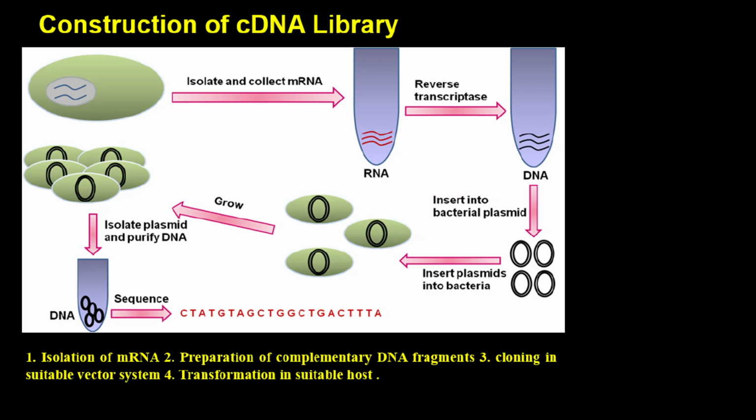Next is the construction of cDNA library. So how is it done? Basically, because it is a cDNA, that means a complementary DNA, it must be made from an mRNA. So this mRNA is isolated from the cell, the whole mRNA content of that cell.